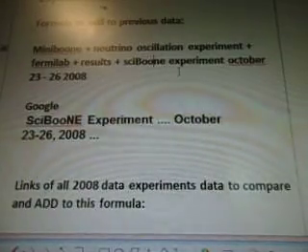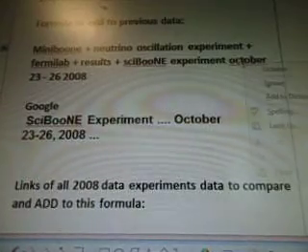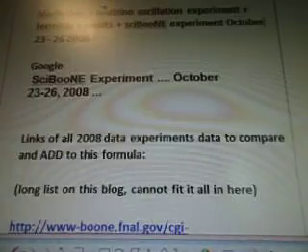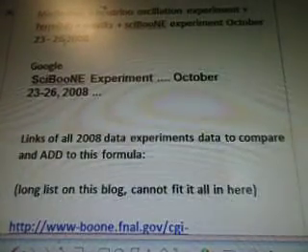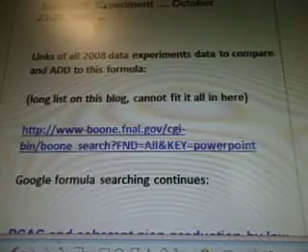B-O-O, and then it's supposed to be N-E. I love how they do that. They don't write like I do. Experiment October 23rd to 26th, 2008. Google SciBooNE experiment, that date to find out what it is.